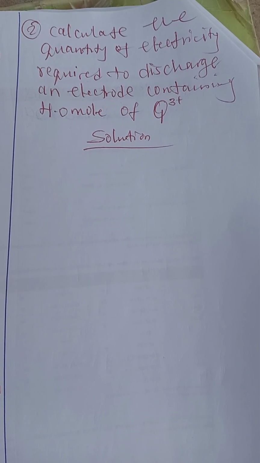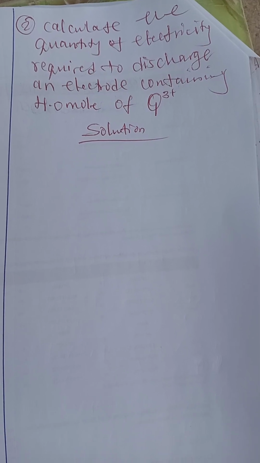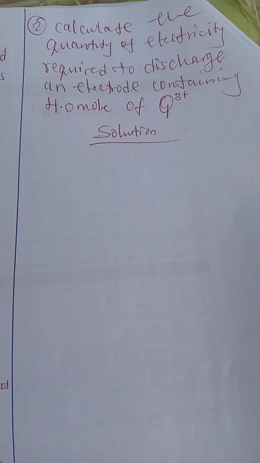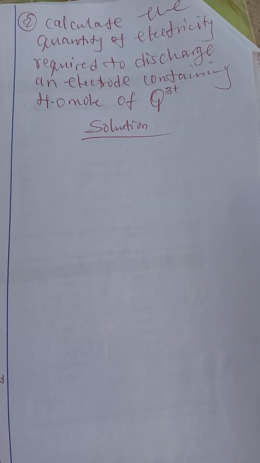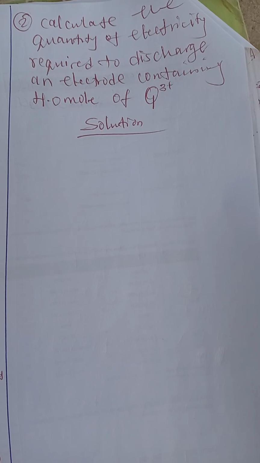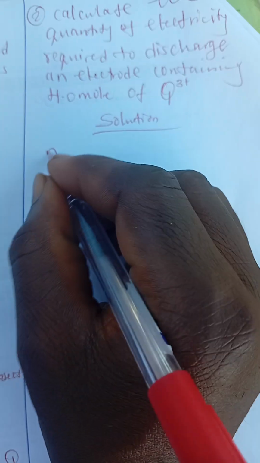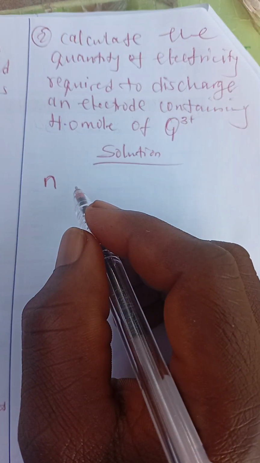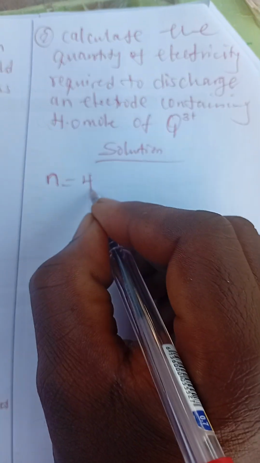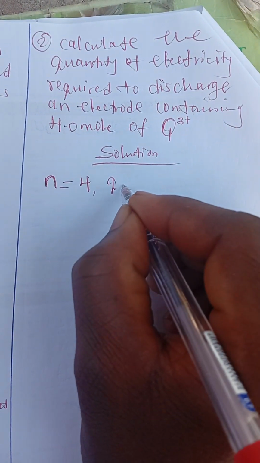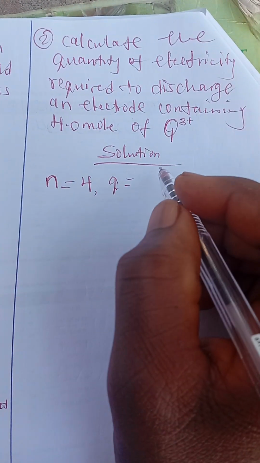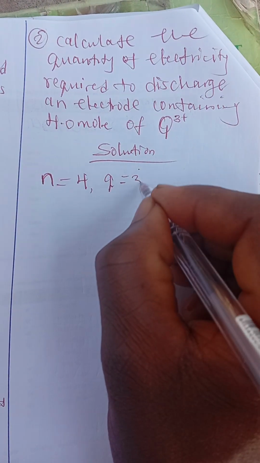Now let's continue with the second question. It says calculate the quantity of electricity required to discharge an electrode containing 4.0 moles of this particular element. It is just an unknown element, but they give us its charge. So let's bring out the data. The number of moles given is 4. Then we have the charge given, which is 3.